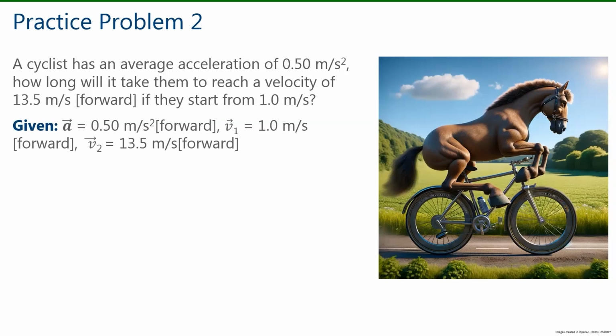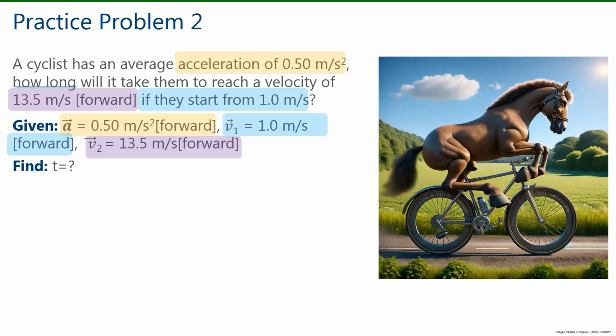You're given that the acceleration is 0.50 meters per second squared forward. The initial velocity when they started was 1.0 meters per second and they were going forward. And the final velocity was 13.5 meters per second forward. You're asked to find the time. How long does it take means find the time.